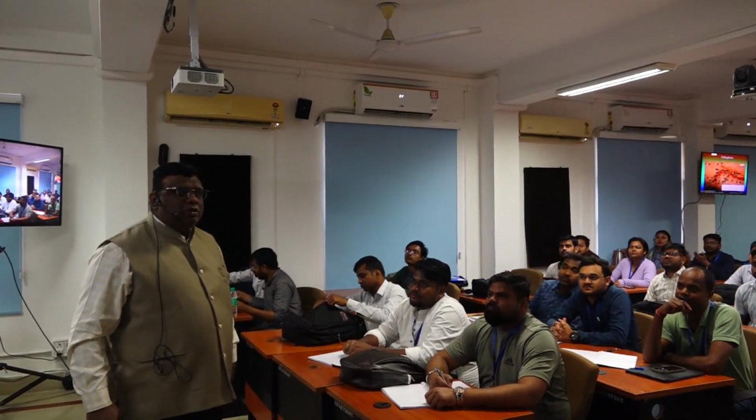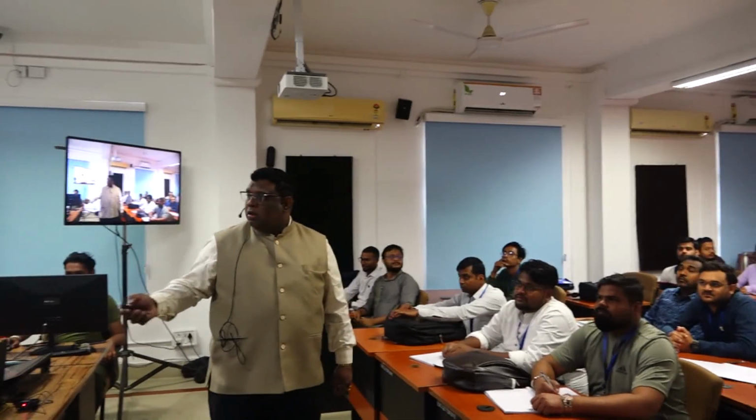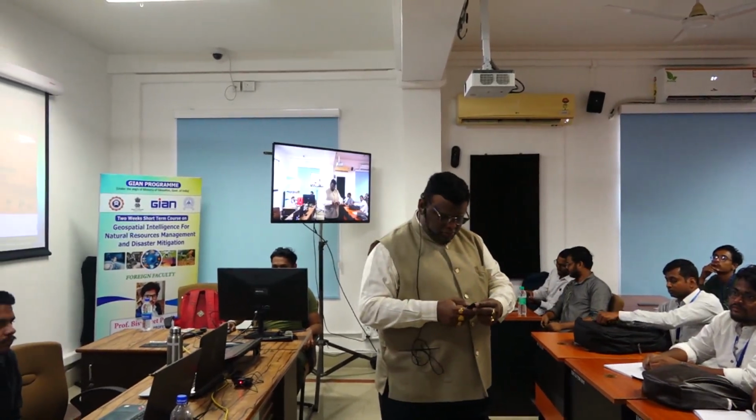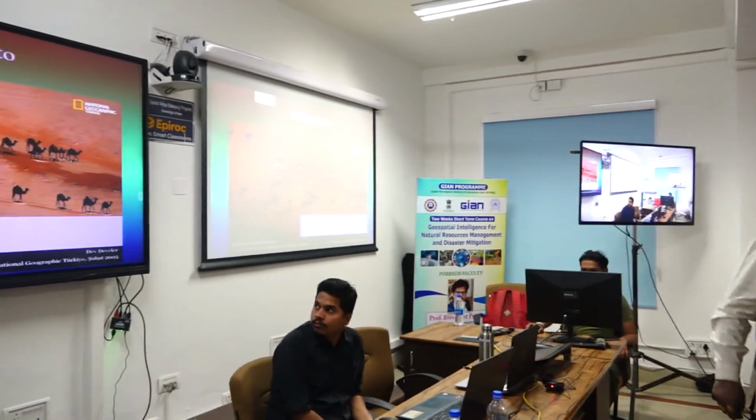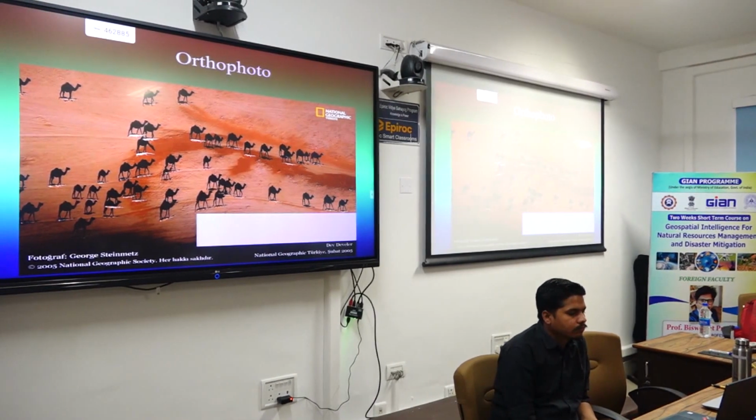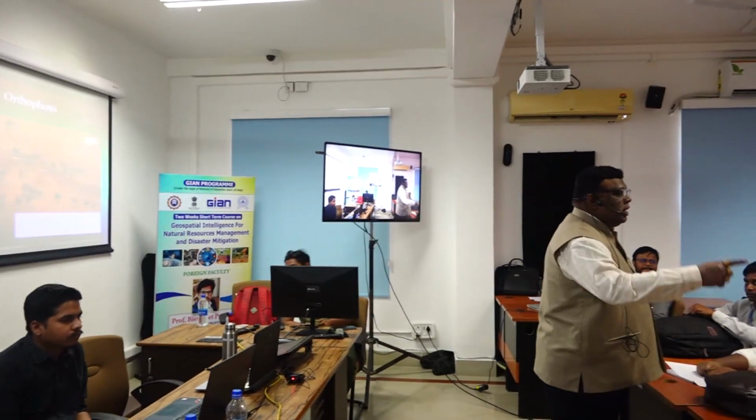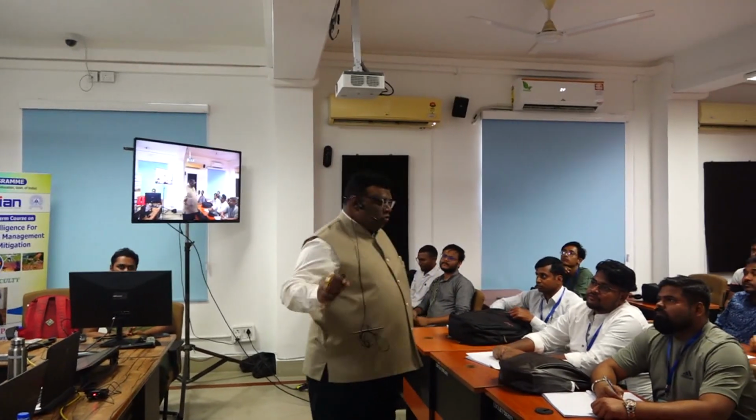What is the significance of this picture? Just observe that. Okay, just see that picture. So what is the significance of that picture? Shadow. All of you, shadow. Yes, any other? So normally this picture is an orthophoto.